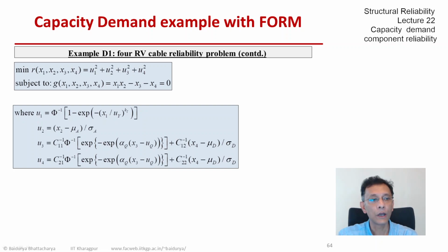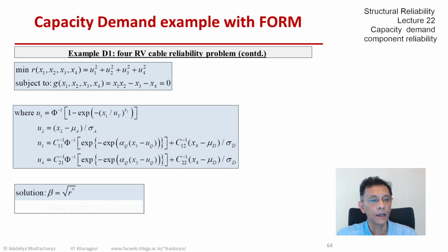So the problem setup is now complete. We have an objective function R, as you see on the top of your screen. The constraint is given just below that, and now the hidden relations between the x's and the u's are all stated in the box below. The solution is the square root of the optimum R star, and the design point, if we want, would be the output of the optimization exercise.